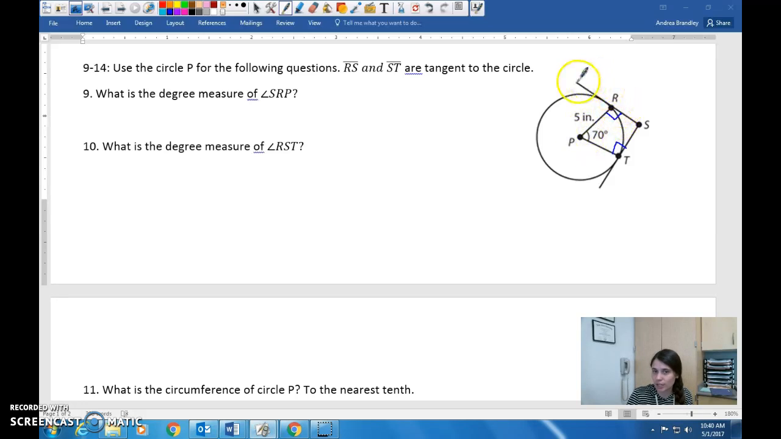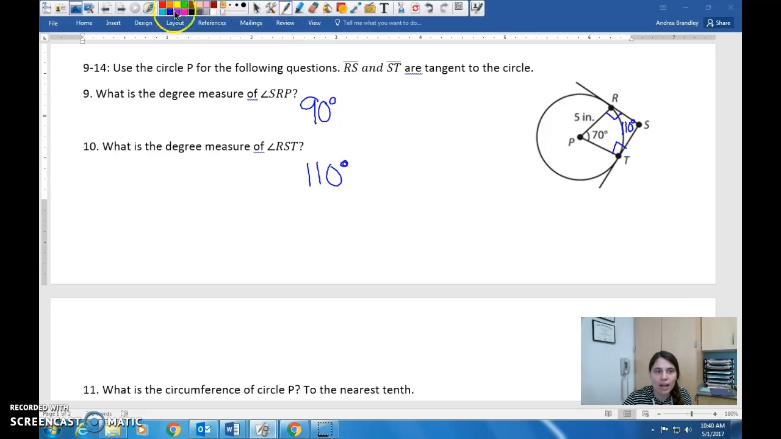Your radius and your tangent line always meet at a 90-degree angle. And then I can find this angle because these two add to 180, and 180 minus 70 is 110 degrees. So if I look at my questions, the first is, what is the degree measure of SRP? That's this angle right here, which is always going to be 90 degrees. And then number 10 is asking for RST, which I just found is 110 degrees.